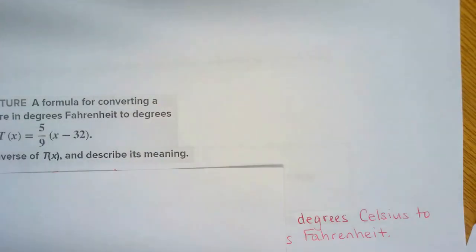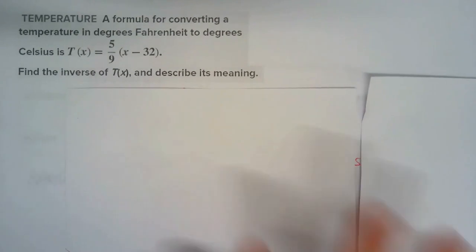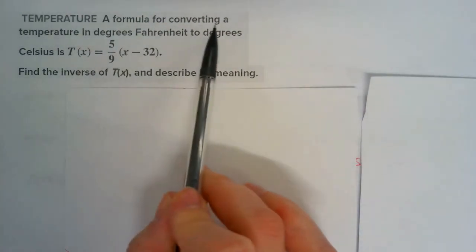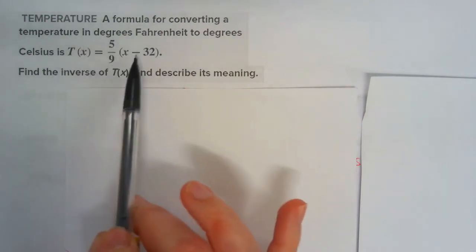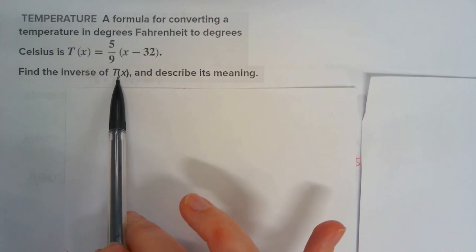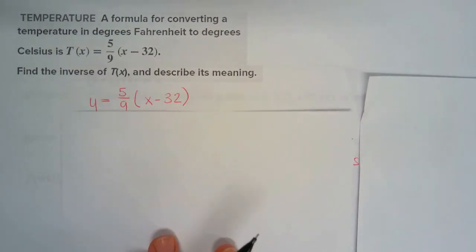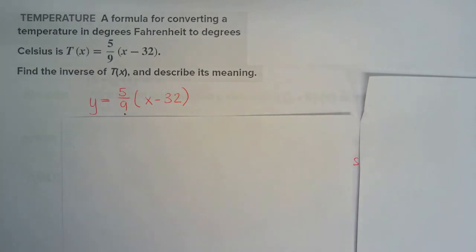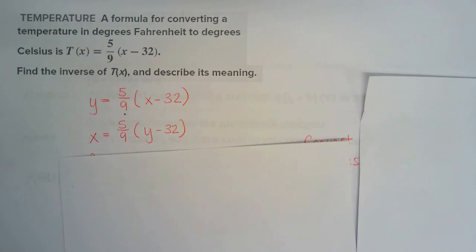Looking at part 2, we are still looking at finding the inverse, but now we're going to also describe what the meaning is in a word problem. So a formula for converting temperature in degrees Fahrenheit to degrees Celsius is this function here. We have to find the inverse of that function and describe its meaning. Steps have not changed. Still set it equal to y. Swap the x and the y around, and then start solving.